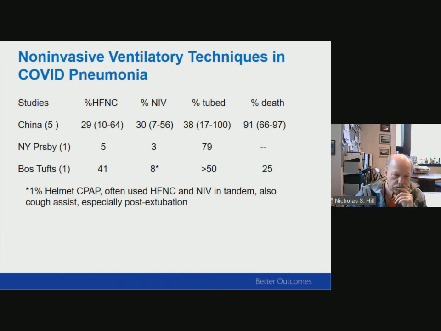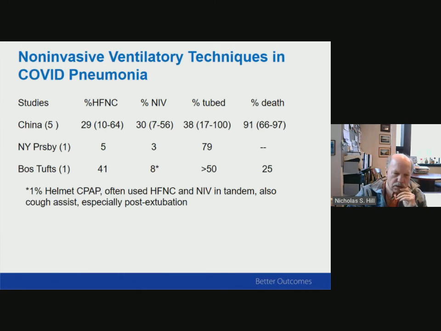At Tufts, we have not written up our experience yet, but we're in the process. We started out with about 41%. At our center, with a lot of experience using high flow, we preferred to start non-invasive with that, unless the patient needed immediate intubation. And we tended to shy away from non-invasive because of the concerns about aerosol. We still ran over a 50% intubation rate, and our death rates were running about 25%, including the intubated patients, which seems to be close to what most of the centers are getting more recently.